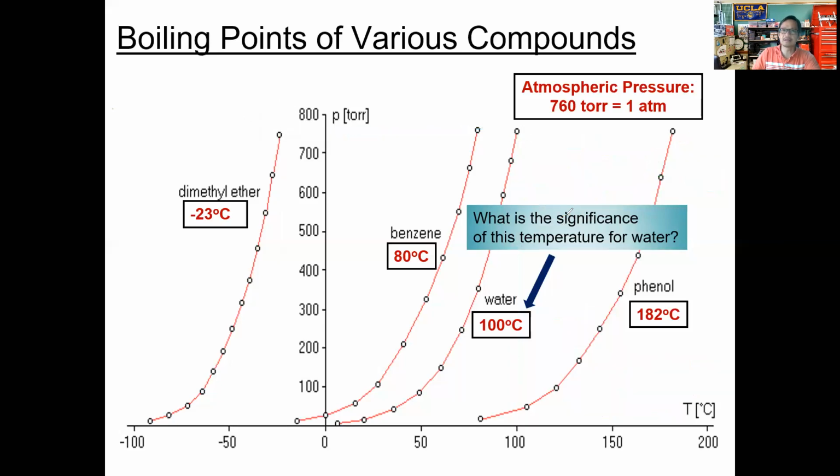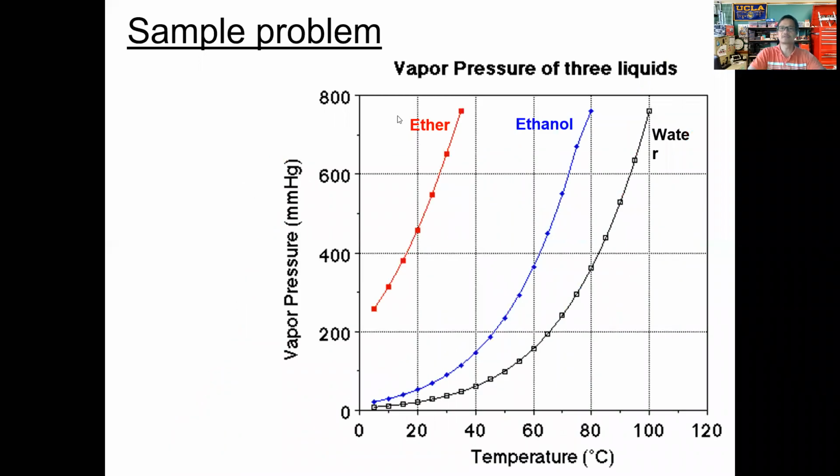Let me ask you a few questions about this. Let's take a look at this graph here. Again, we have vapor pressure, this time in millimeters of mercury, so we're graphing vapor pressure versus temperature again for three liquids. Different liquids now: ether, ethanol, and water. So we have our three liquids here. Let's answer some questions about this graph based on what we know so far.